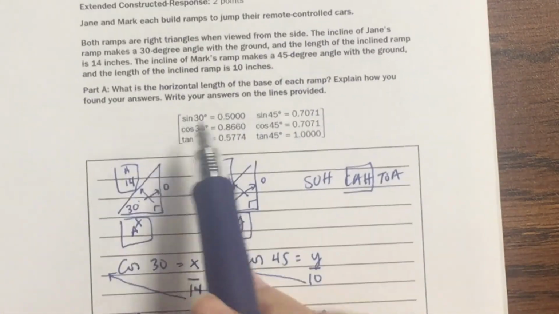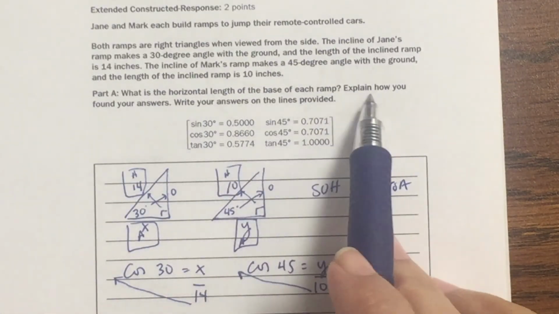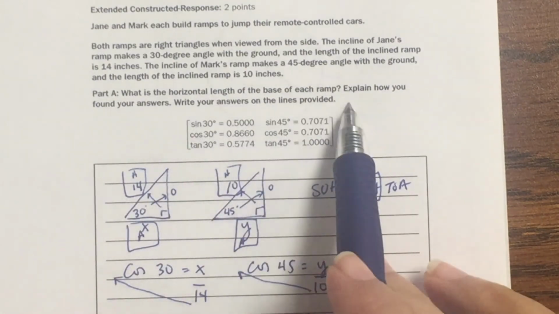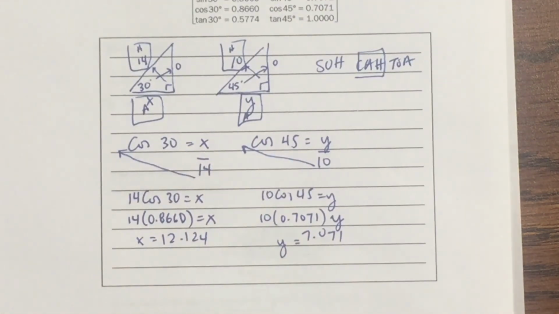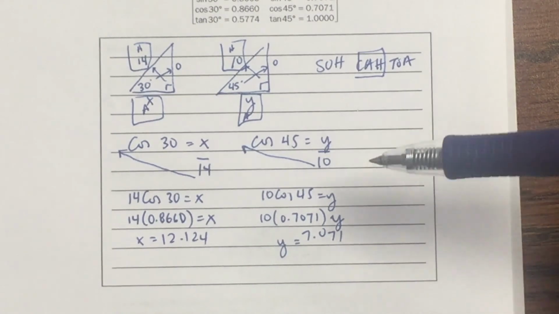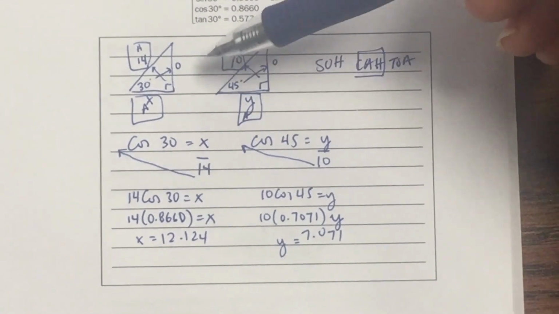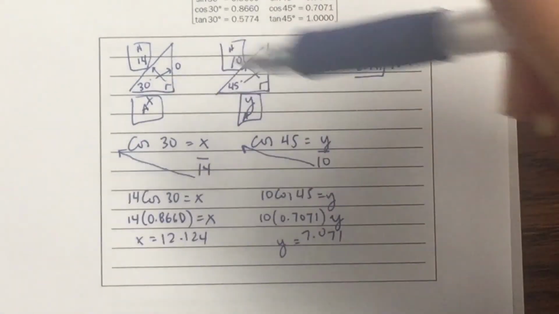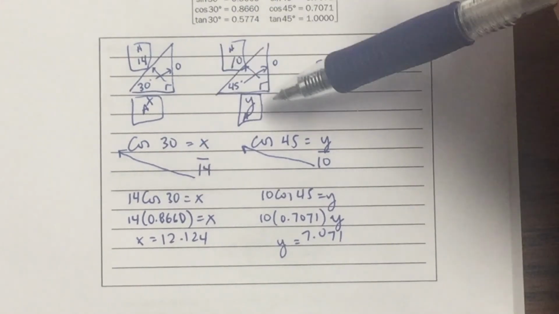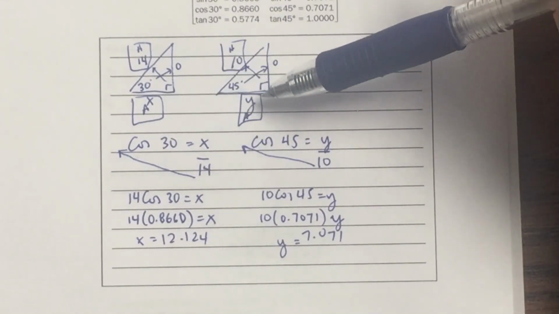So the question is, what is the horizontal length of the base of each ramp? Explain how you found your answers. Write your answers in the line provided. Okay, so I've written my answers, right? Now I'm just going to explain it. I first drew a representation. So this is my explanation that I'm writing in words. I drew a representation of the triangles described in the question.